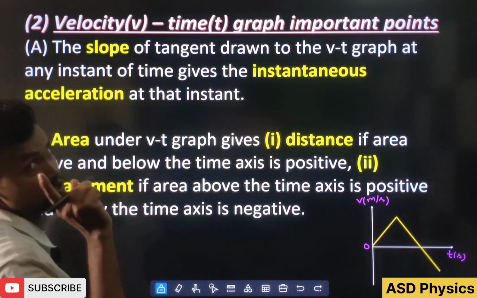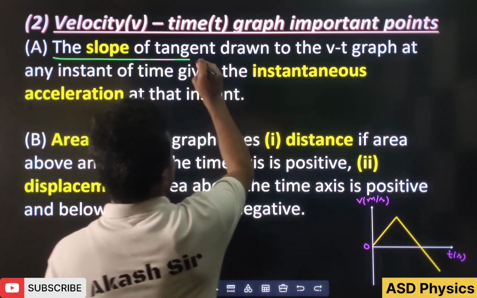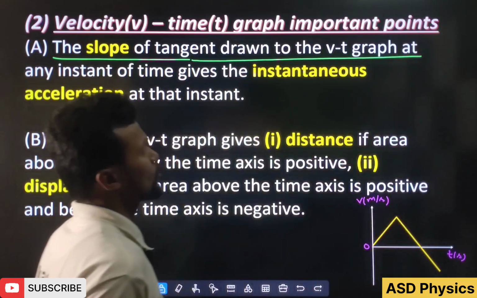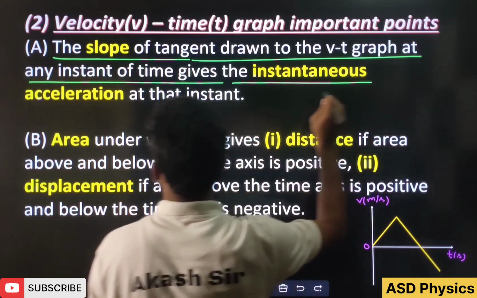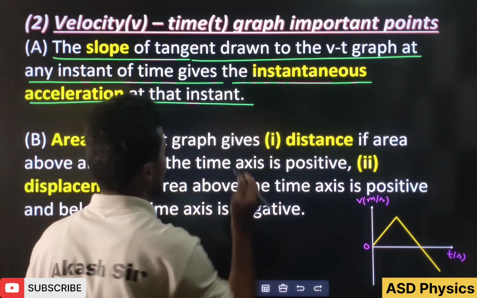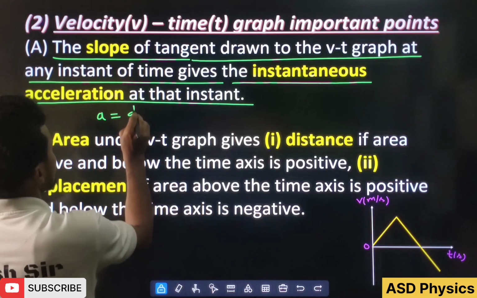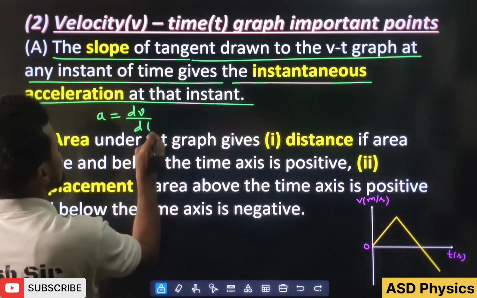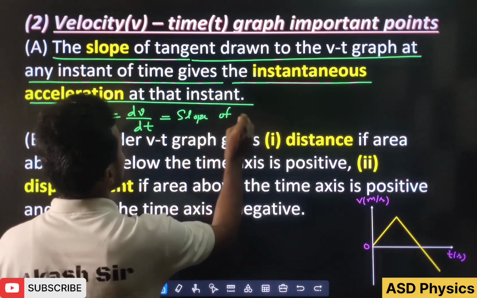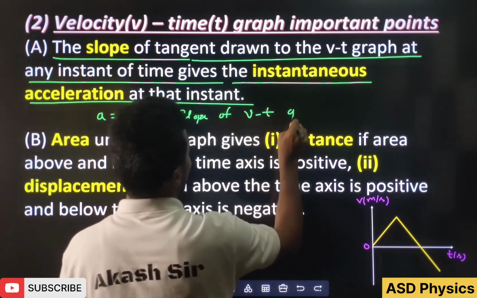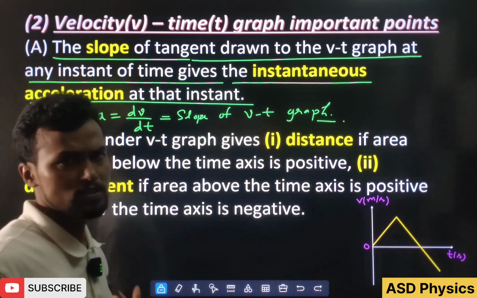Very important graph, velocity time graph, very important. See the first point: the slope of the tangent drawn to the VT graph at any instant of time gives the instantaneous acceleration at that instant. How can we tell? See here, a = dv/dt. This is the slope of the VT graph. Now the slope of the VT graph will give us acceleration.